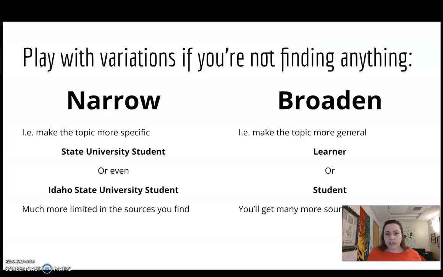As you're working on finding sources, play with different variations if you're not finding anything. You can go more and more narrow to make your topic more specific by doing something like State University student, or even Idaho State University student. That will be more limited. You can also broaden your sources and make the topic more general by searching just for learner or just student. You'll get a lot more sources this way. And it just depends on where you are and what you're looking for and what you need to make your paper as successful as possible.